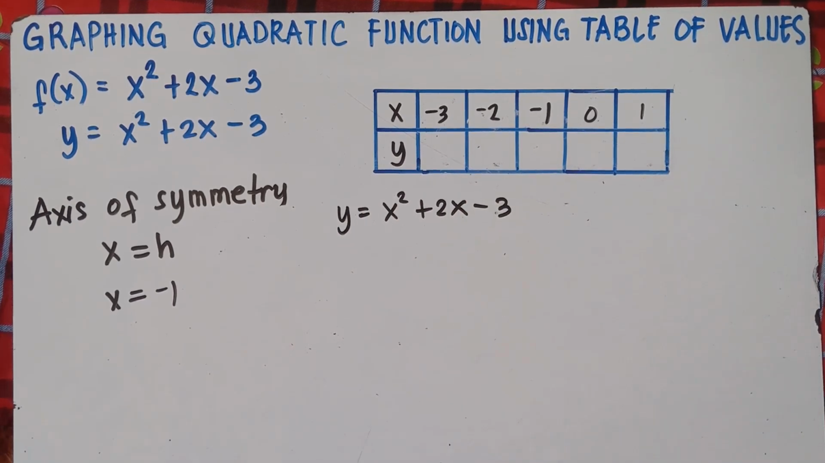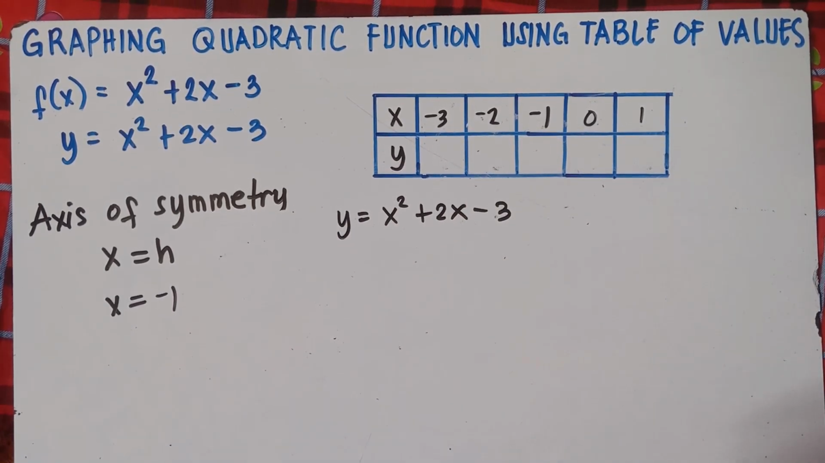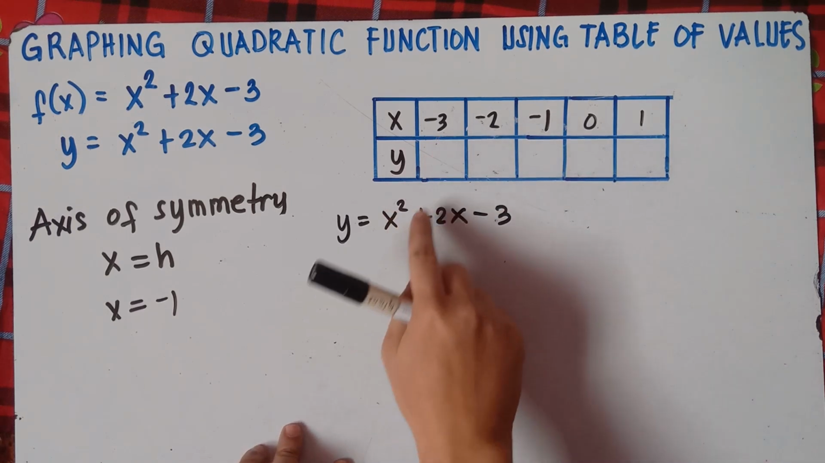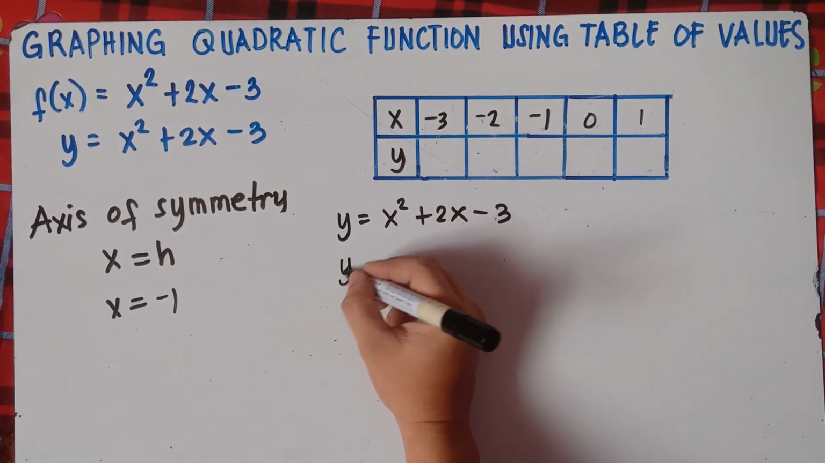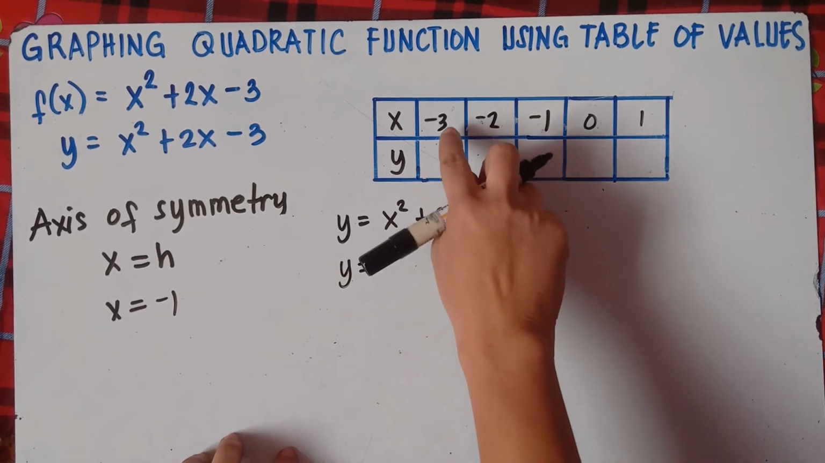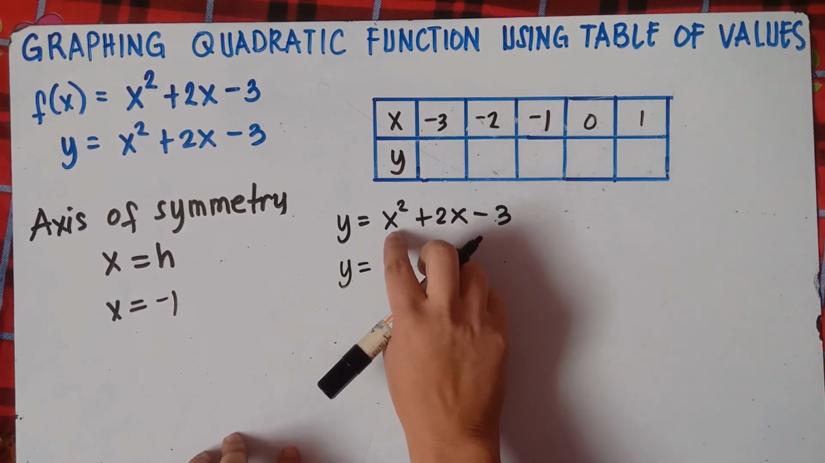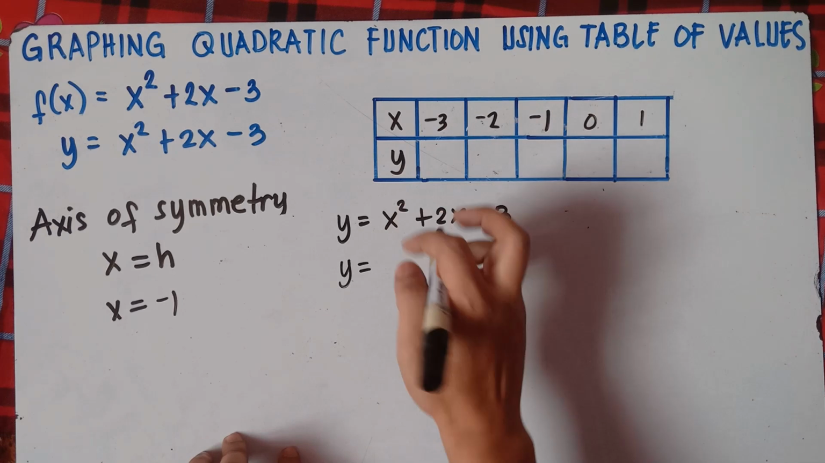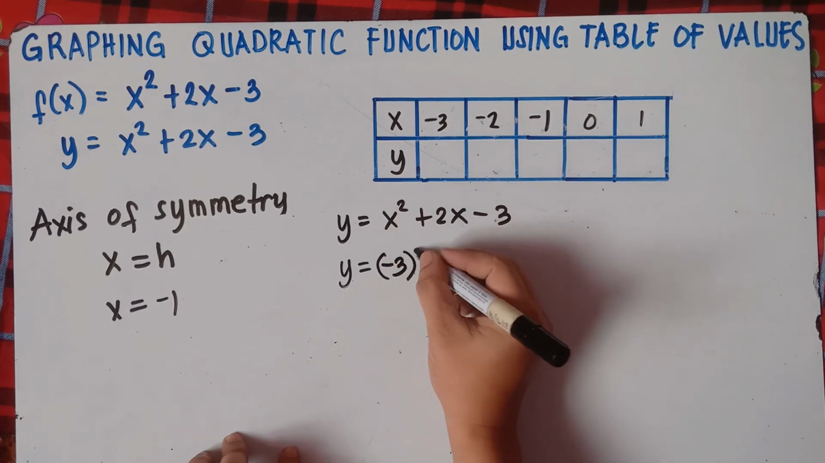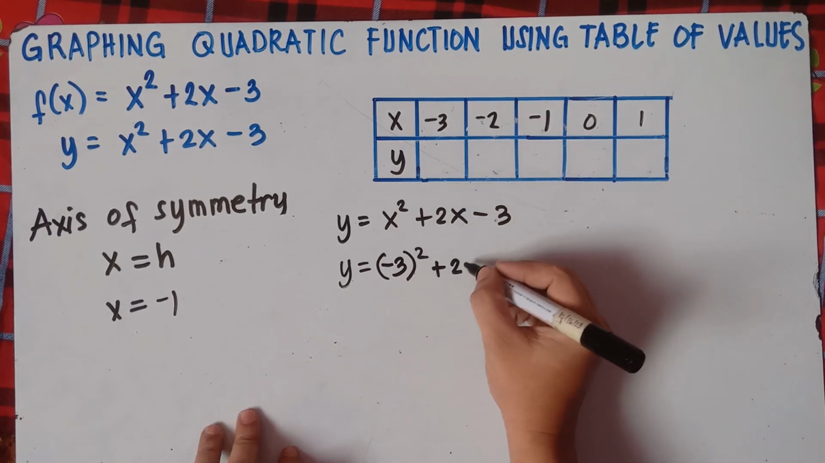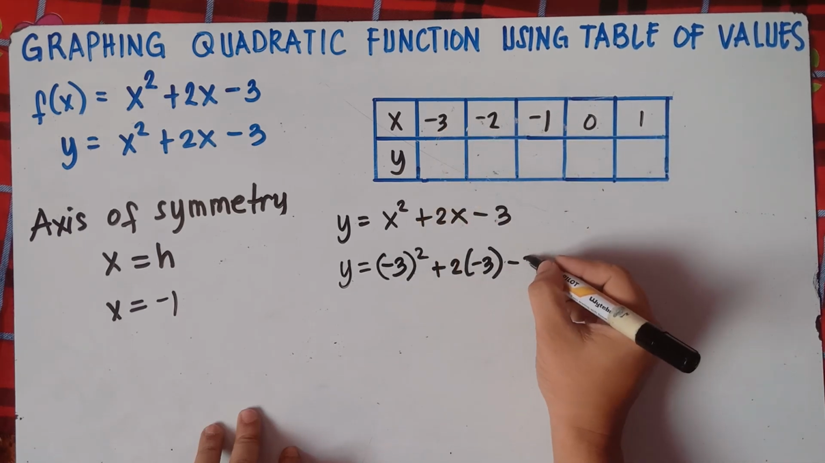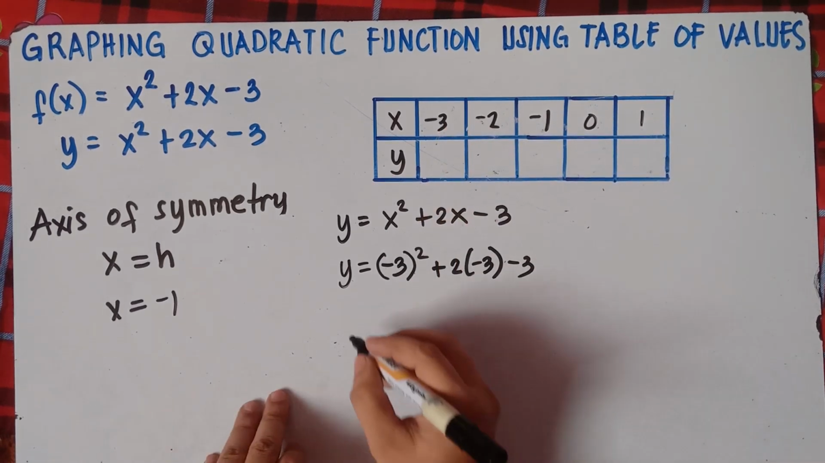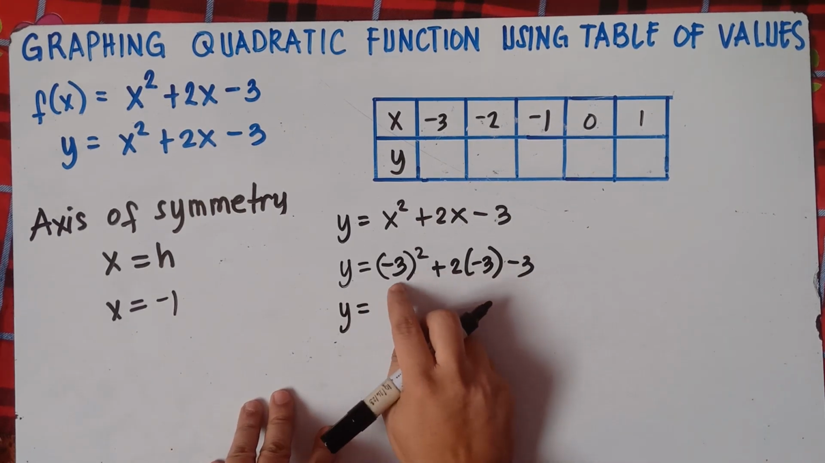So once again, your x, class, is negative 3. Simply substitute this negative 3 for this x. So this will be y equals, so your x is negative 3. So just change this x, class, into negative 3. So this will be negative 3, then squared, plus 2, then x is negative 3, minus 3. So this will be y equals negative 3 squared, class.